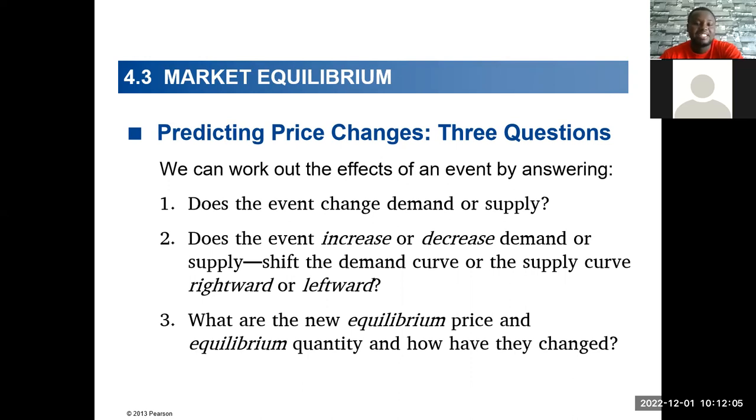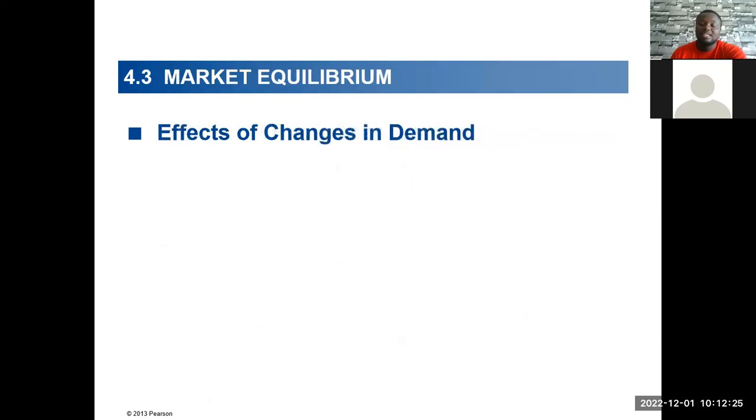How much did they change? We need to be able to answer this. So we have to keep these questions in mind. We know where the event is affecting, is it demand or supply? Then we need to also look at whether it's causing an increase or a decrease, and then its effect on the equilibrium point. So let's take one example: effect of changes in demand.